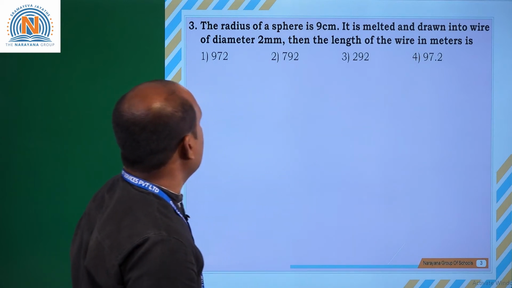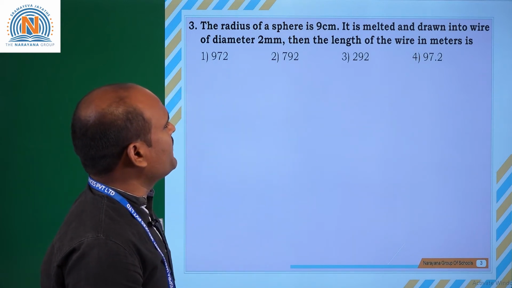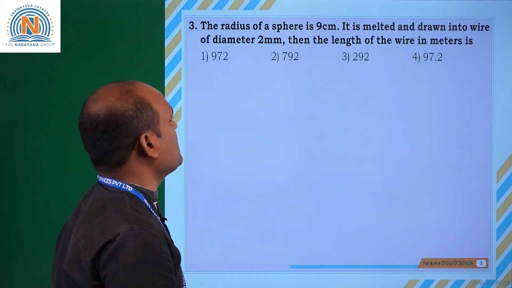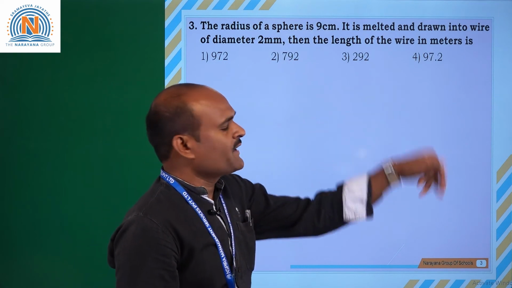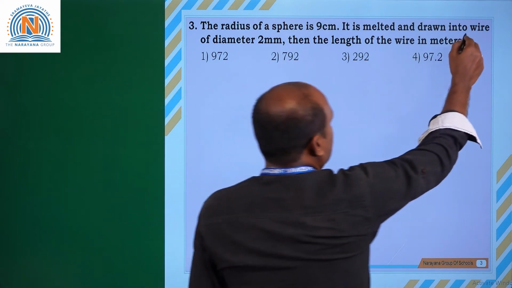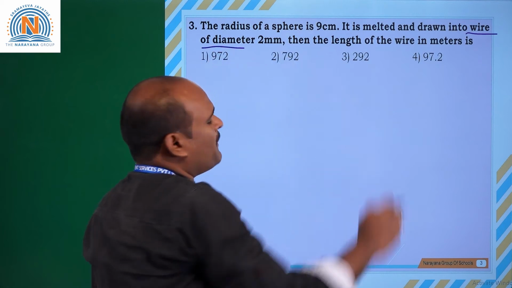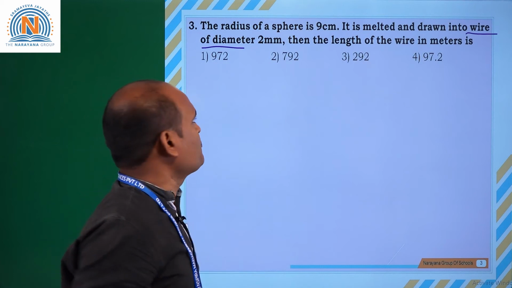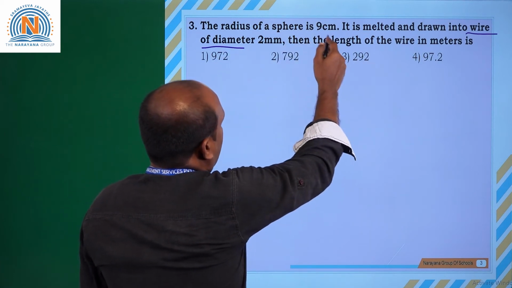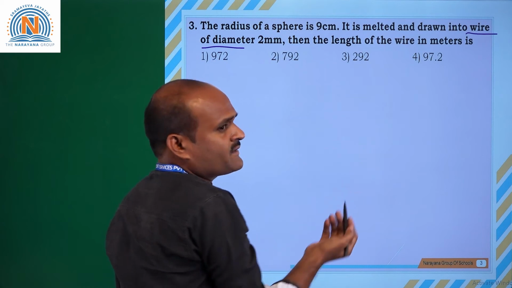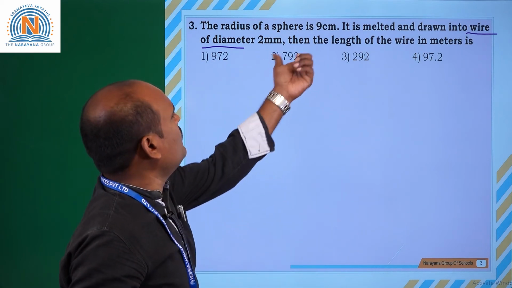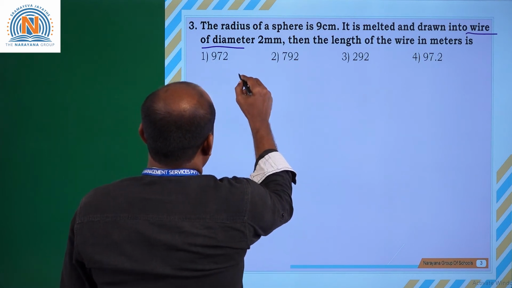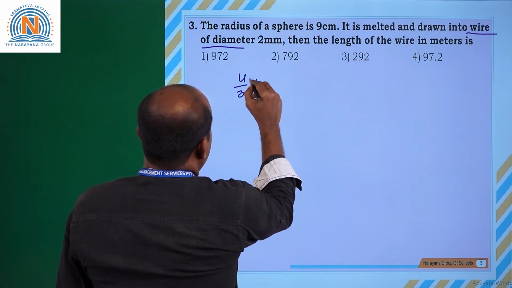Now coming to the next one. The radius of a sphere is 9 centimeters. It is melted and drawn into a wire of diameter 2 millimeter. Then the length of the wire in meters is. So wire. Generally wire is in the form of cylinder, right? Wires are in cylindrical shape. So the sphere of radius 9 centimeters is melted, means the volume of the sphere is equal to the volume of the cylinder. So volume of the sphere is 4/3 pi r cube.